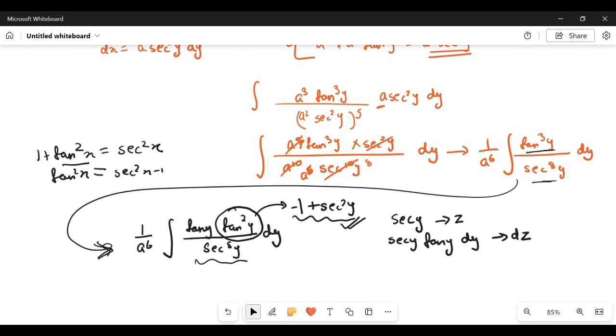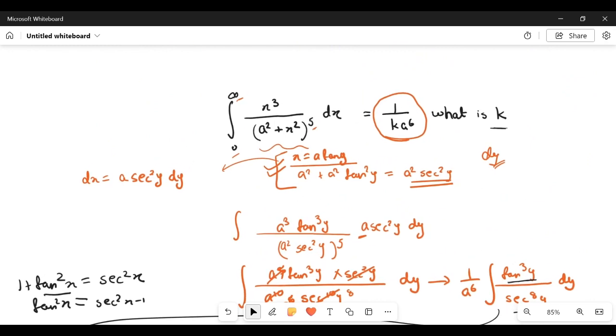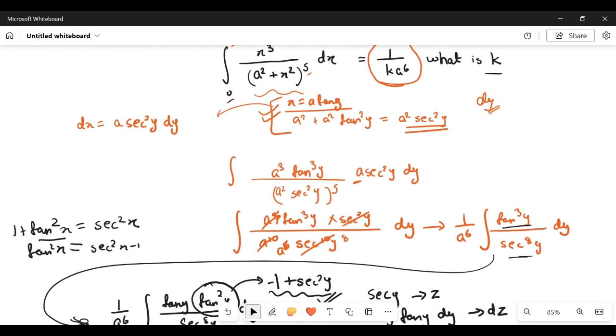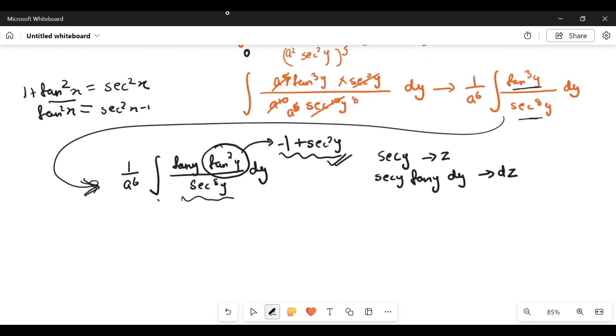And one thing to remember: here the limits were 0 to infinity, and as we are putting x equal to a tan y, the limits are now 0 to pi by 2. So in all these integrations the limits are 0 to pi by 2. And here we are now putting sec y equal to z. Let's not worry about the limits, because we will convert it back to the y domain.